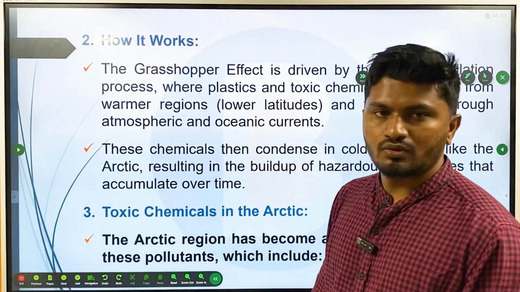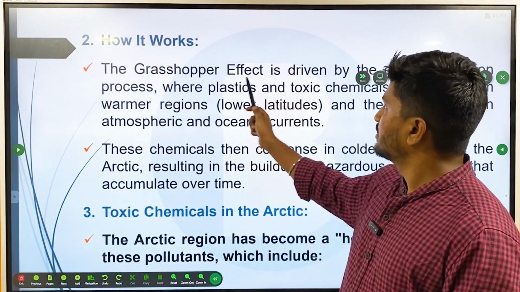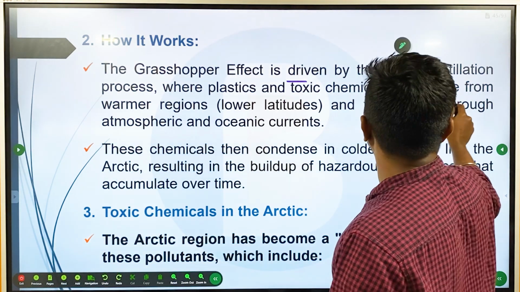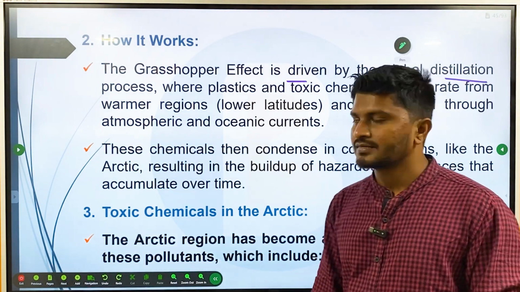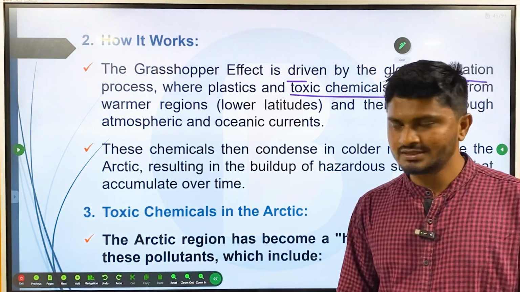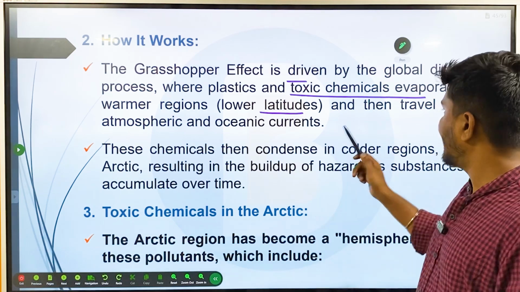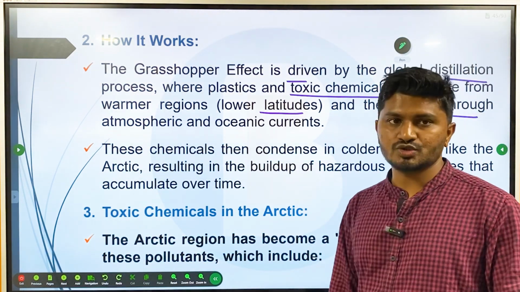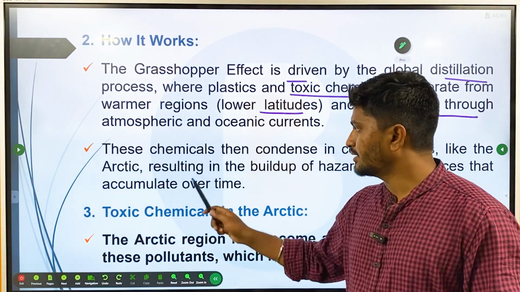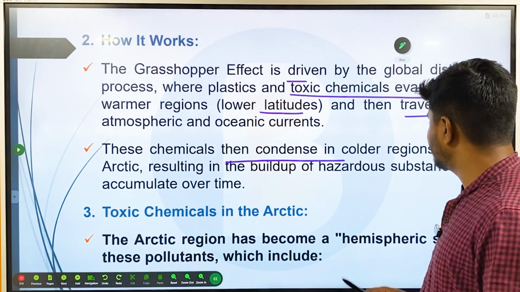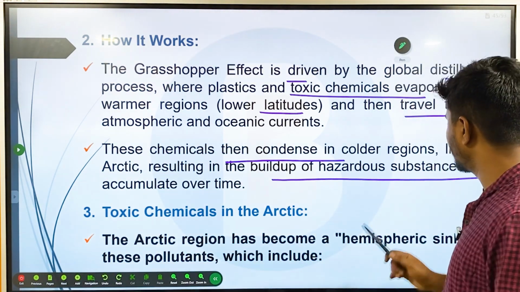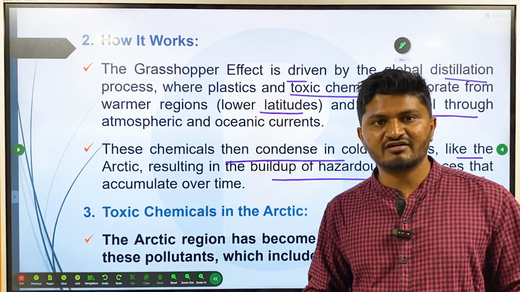How the grasshopper effect works is mainly driven by the global distillation process, where plastics and toxic chemicals evaporate from the warmer regions, that is the lower latitudes, and then travel through atmospheric and ocean currents to the higher latitudes, meaning the colder regions. These chemicals then condense in colder regions like the Arctic, resulting in the buildup of hazardous substances that accumulate over a period of time.